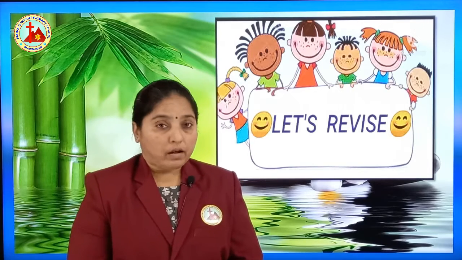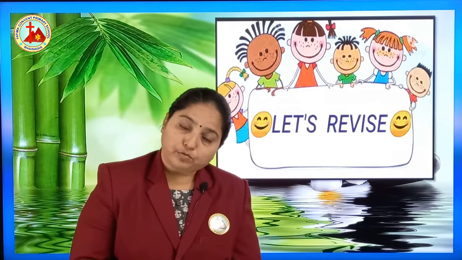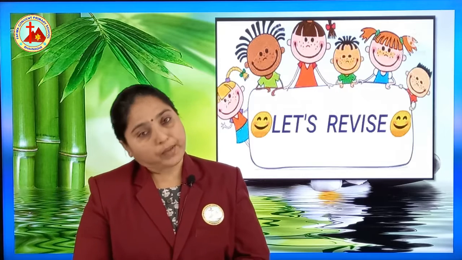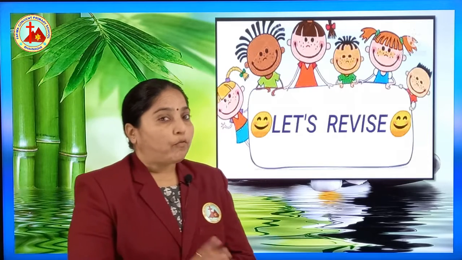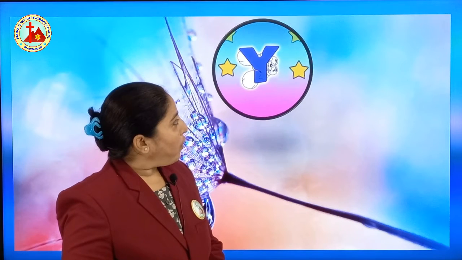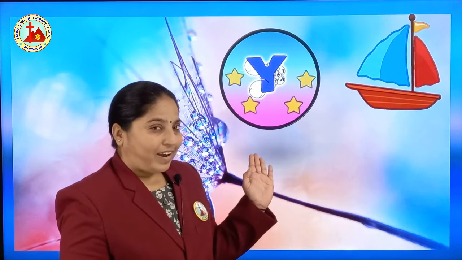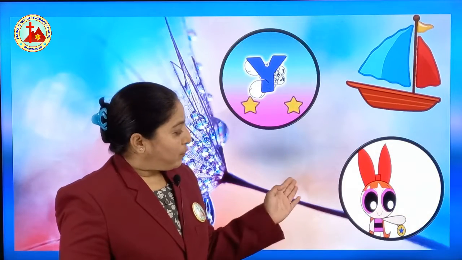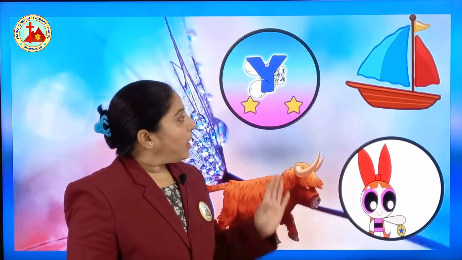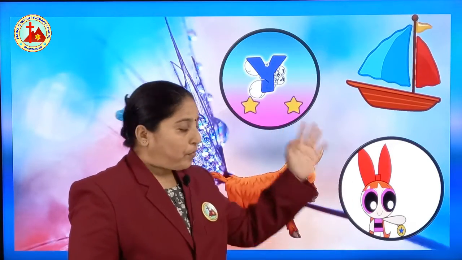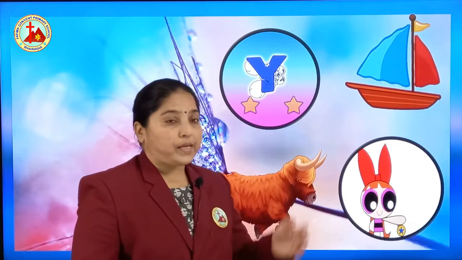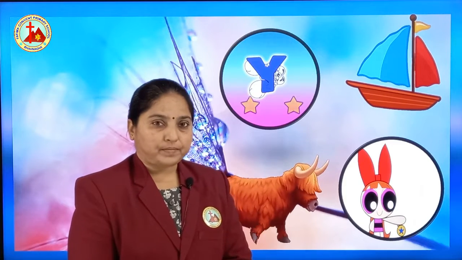So children, we learned how to write letter Y and how to trace letter Y, and we have also seen the pictures related to letter Y. So let's revise them one more time so you can remember it nicely. Tell me, Y for yacht, Y for yo-yo, Y for yak. So these are the pictures related to letter Y. So remember them nicely.